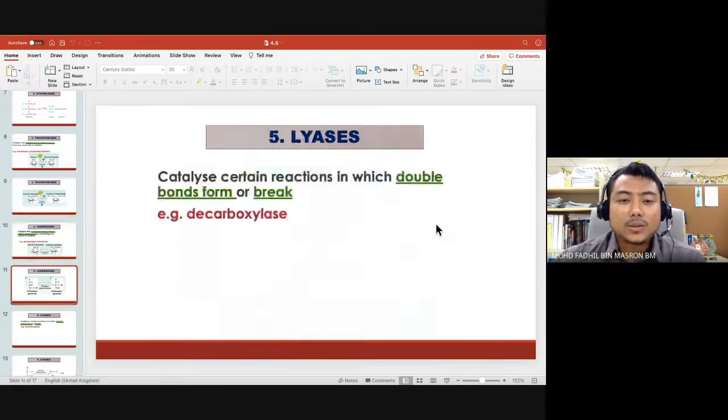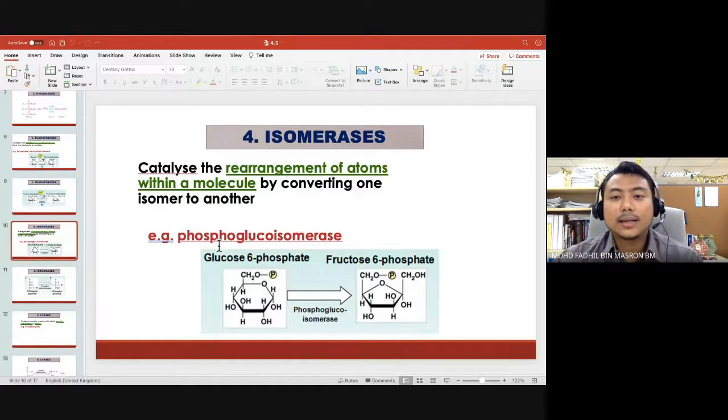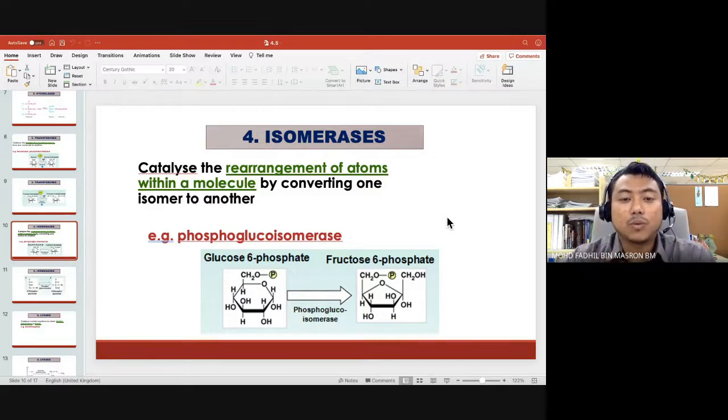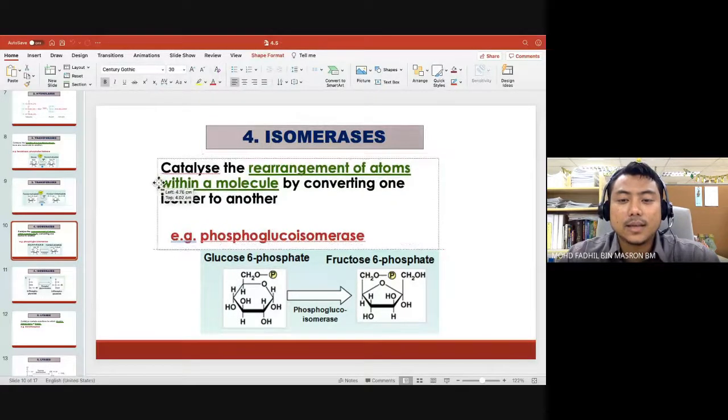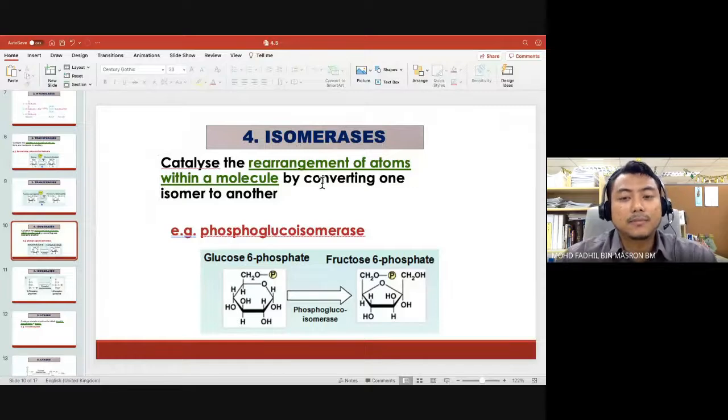Next is isomerases. You have learned this in chemistry, in your secondary school. Isomer tu maknanya dia cuma berubah bentuk but with the same molecules. Catalyze the rearrangement of atoms within a molecule. Dalam satu molekul dia cuma rearrange sahaja, cuma ubah tempat je by converting one isomer to another.